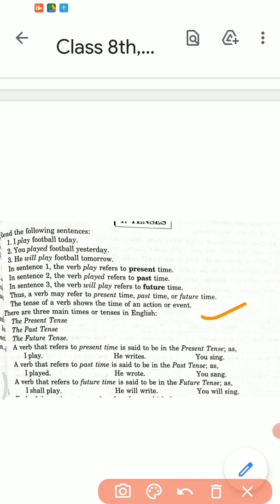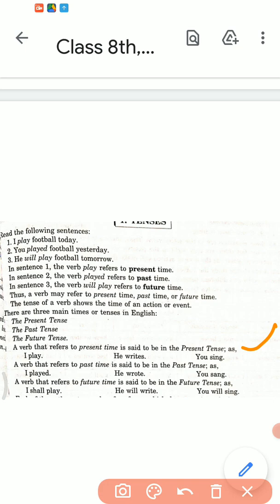And there are three main types of tenses: present tense, past tense, and future tense. A verb that refers to the present time is said to be in the present tense. For example, I play, he writes, and you sing.